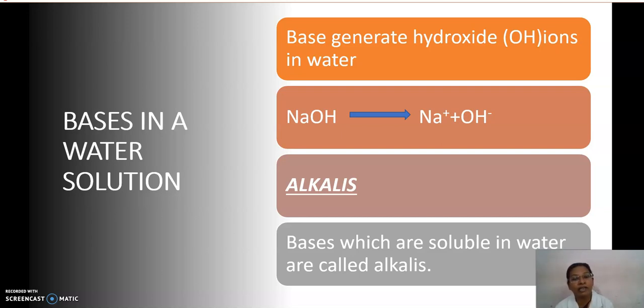Sodium hydroxide is an alkali, potassium hydroxide is an alkali, magnesium hydroxide is an alkali. When we burn magnesium, we get magnesium oxide, a white powder. When it is dissolved in water, that magnesium oxide dissolves in water and we get magnesium hydroxide. So that also is an alkali. Bases which are soluble in water are known as alkalis.